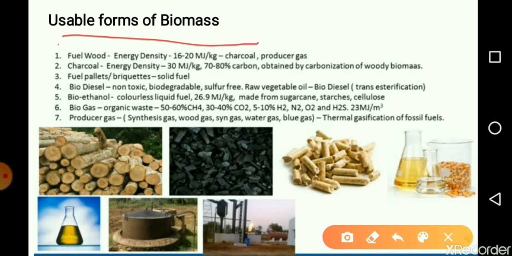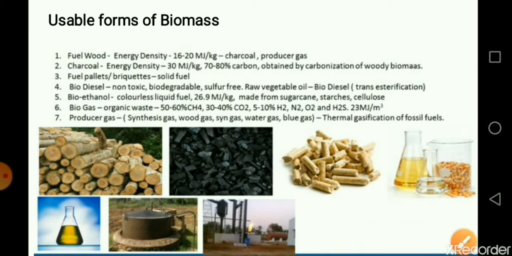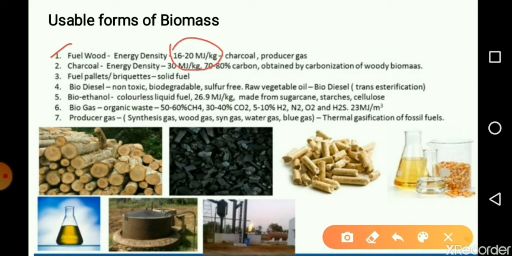So here, 7 enlisted forms of the biomass are shown. We'll see one by one. These are the fuel wood, then charcoal, fuel pellets or briquettes, then biodiesel, bioethanol, biogas and producer gas. So first one is the fuel wood. Basically, this fuel wood has an energy density of about 16 to 20 megajoules per kg.